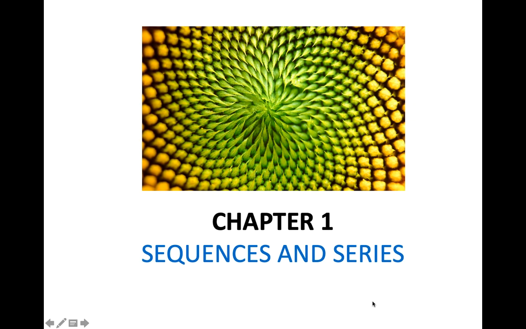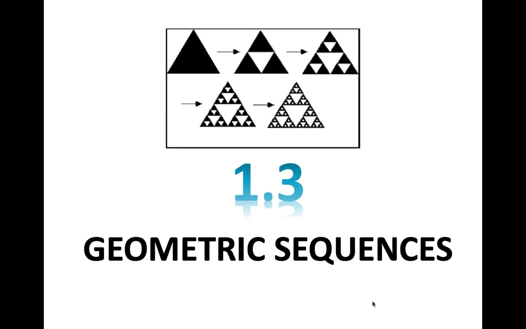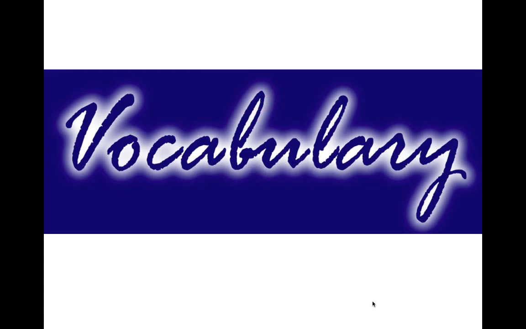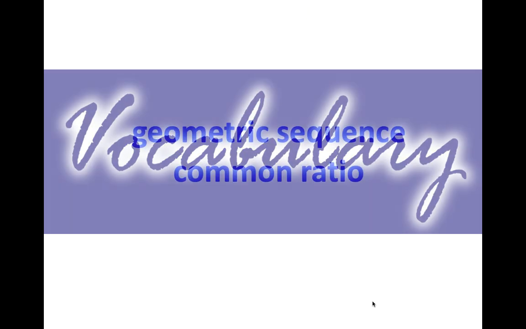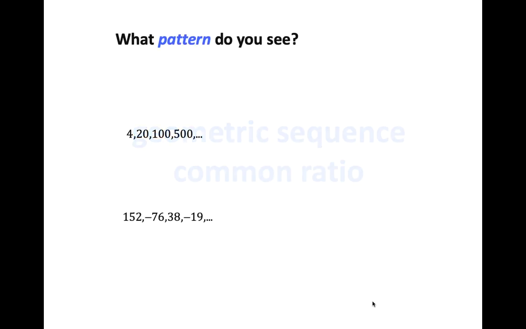We've been working our way through Chapter 1 on sequences and series, and in this video we're going to take a look at geometric sequences from Section 1.3. The objective of our lesson is to derive the formula for and work with a geometric sequence. Vocabulary you need to be looking for: make sure you understand what is meant by the geometric sequence and something called the common ratio.